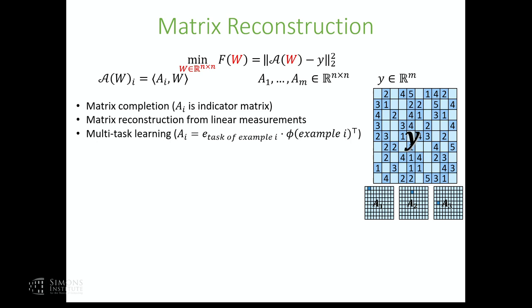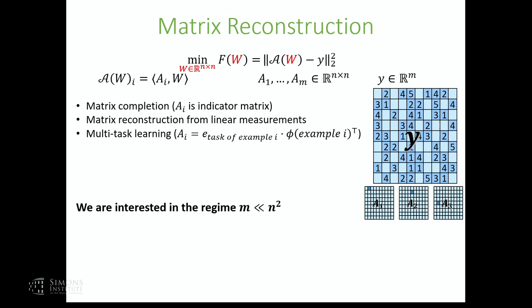And of course, matrix completion is interesting if you have much fewer observations than parameters, right? You have n squared parameters, and I am only going to see part of the entries. So m, the number of observations, is much, much smaller than the number of parameters. Okay, so this is the problem we're going to solve.